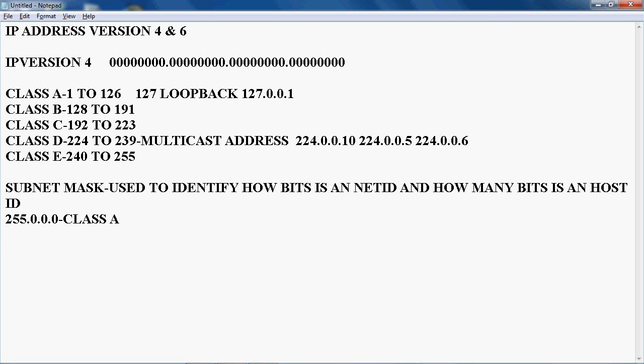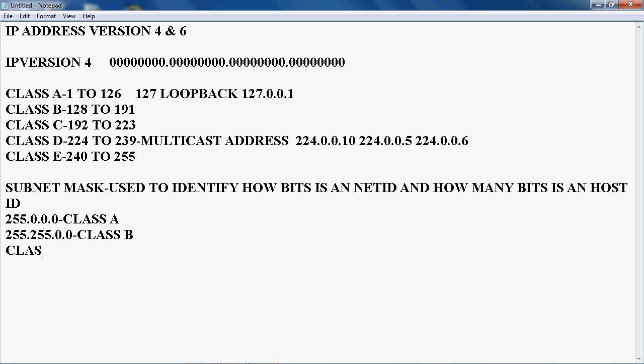Next, class B, the default subnet mask is 255.255.0.0. That means the first 16 bits, the first 2 octets, should be a constant and the last 2 octets should be the host ID, so that should be changed randomly.